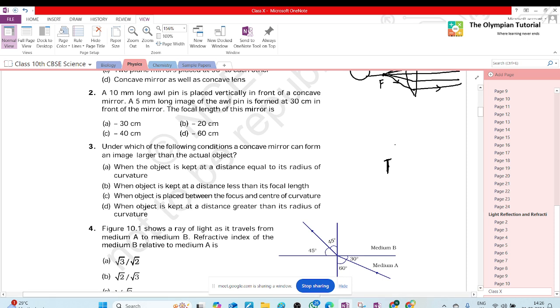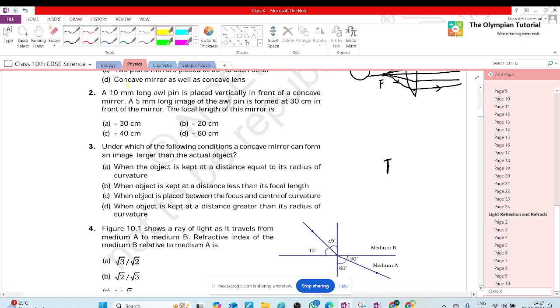Okay, ma'am. A 10 mm long awl pin is placed vertically in front of a concave mirror. A 5 mm long image of the awl pin is formed at 30 centimeter in front of the mirror. The focal length of this mirror is. Who will reply this?